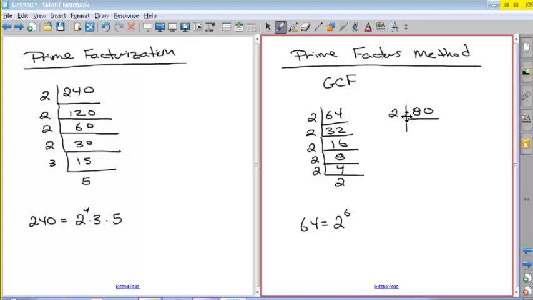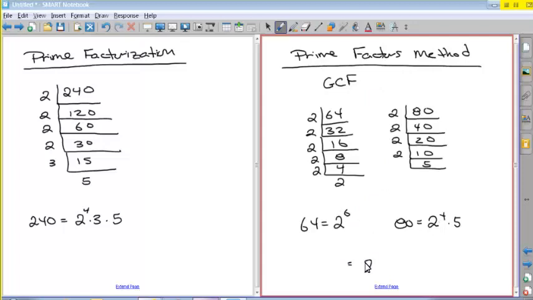divided by 2 here, it's even. Divided by 2, it's even. Divided by 2, it's even. Divide by 2, yeah, we're done. Okay, so 80 is 2 to the 4th times 5.